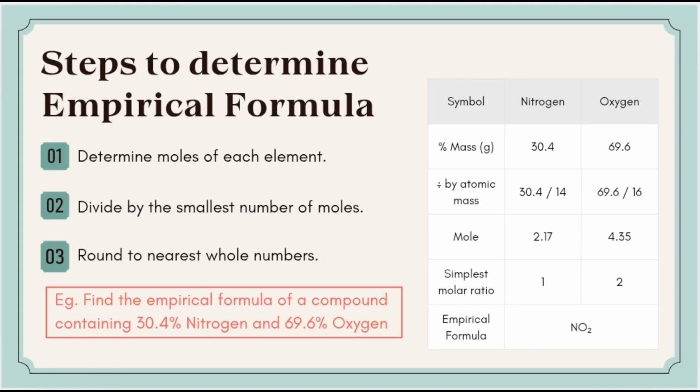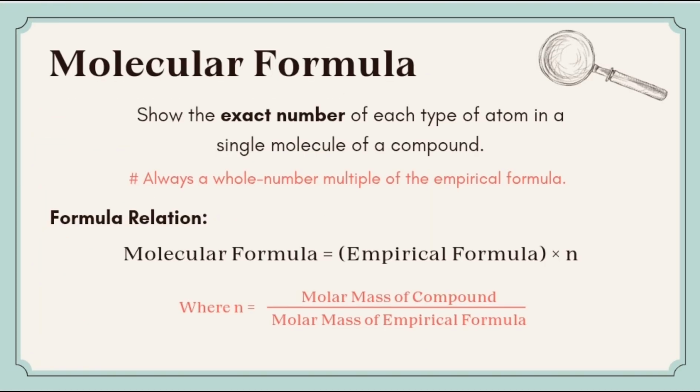To determine the empirical formula of a compound, we start by finding the moles of each element present. Next, we divide all the mole values by the smallest number of moles to get a ratio. Finally, we round these ratios to the nearest whole numbers to obtain the empirical formula. For example, a compound with 30.4% nitrogen and 69.6% oxygen gives mole values of 2.17 and 4.35. Dividing both by the smallest value, 2.17, we get the ratio 1 to 2, which means the empirical formula is NO2.